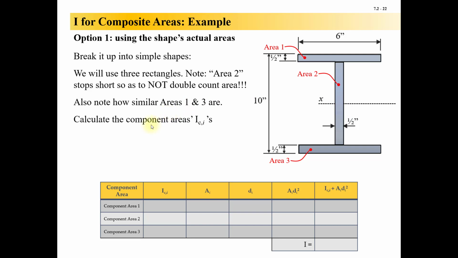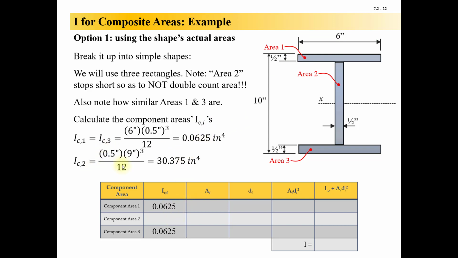The first step, let's calculate the component areas' moment of inertia about their own centroidal axis. So these 1 and 3 are each going to be 6 base, so base times height cubed over 12. So 6 times 1/2 cubed over 12 is going to be 0.0625. And that's going to be for 1 and 3. And then for area 2, it's going to be 0.5 inches wide times 9 inches tall cubed over 12, which gives me 30.75. Okay, so that's my first column done.